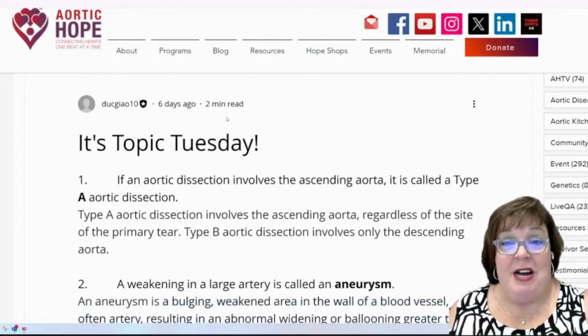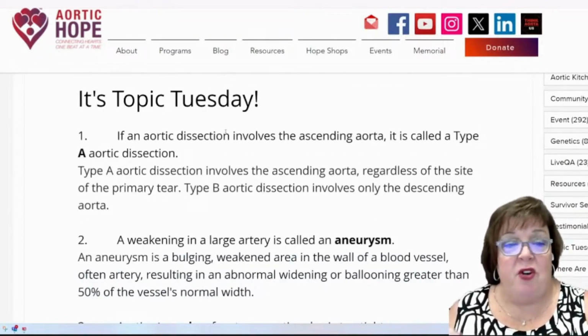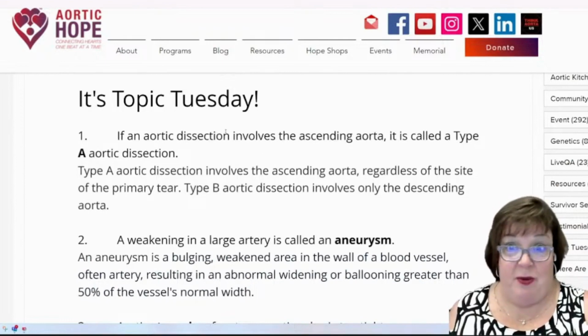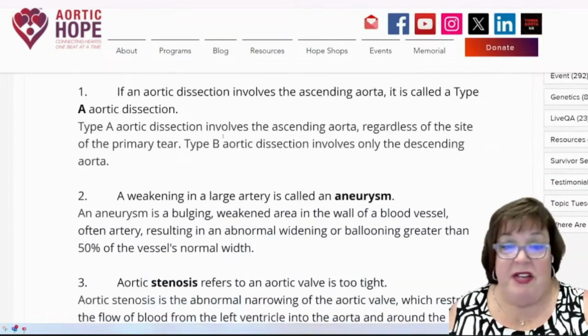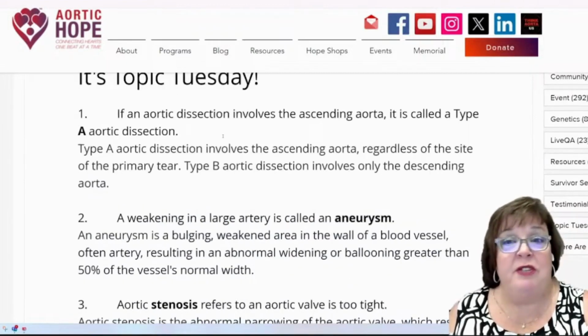So then we're on to It's Topic Tuesday. Now, these are the answers to last week's questions. So I'll go ahead and read them through. But if you wrote down the answers or wrote down what you thought was the right answer, you can definitely compare for this week.